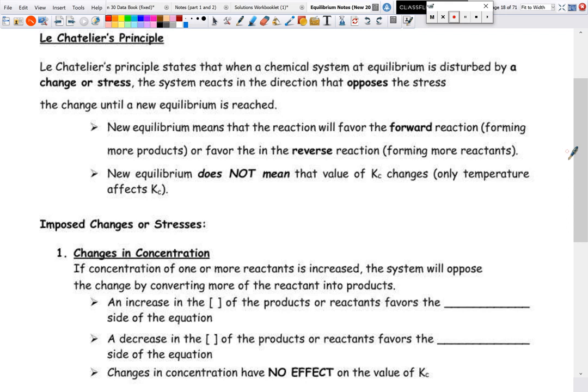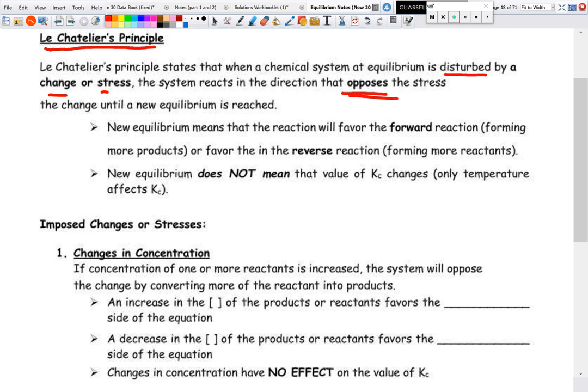Alright, welcome back to the last lesson for this week where we're going to be looking at Le Chatelier's principle. There are no calculations based on this; it's mostly just realizing what's going to happen to a system at equilibrium if we disturb it, stress it, or change something. Le Chatelier's principle states that when a chemical system at equilibrium is disturbed by a change or stress, the system will react in the direction that opposes the stress.